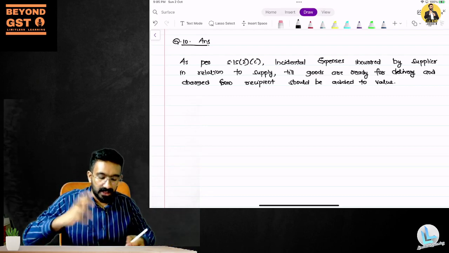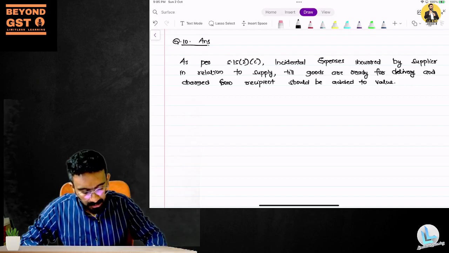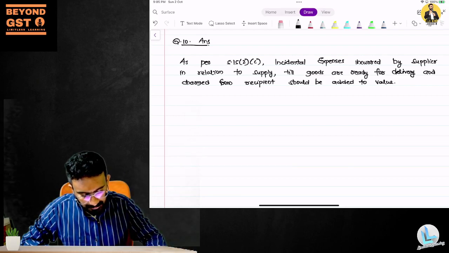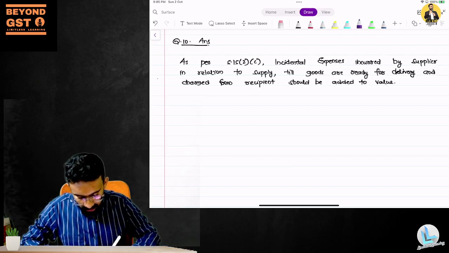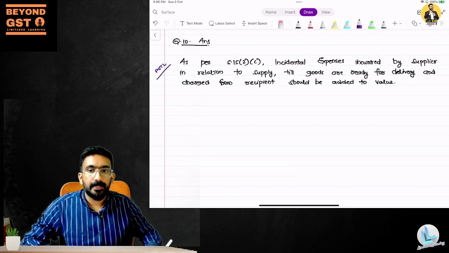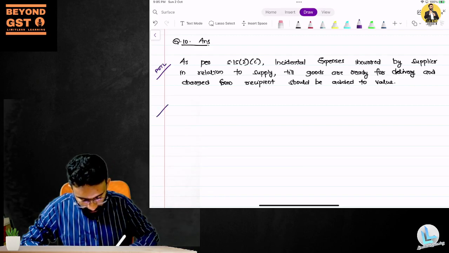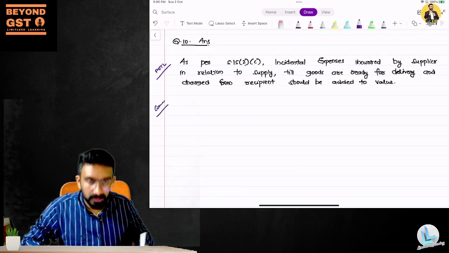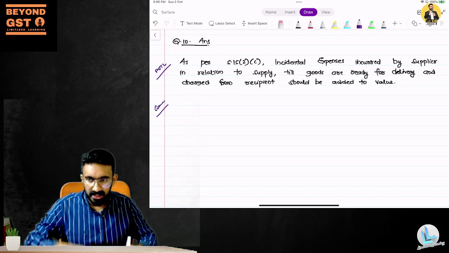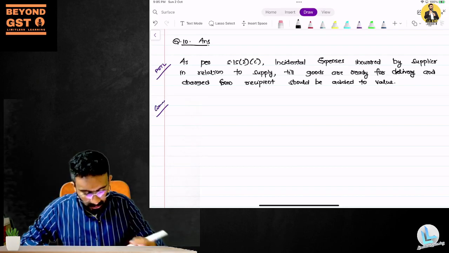Done. What is the second part of this answer that we would write? This part is called as what? Provision of the law. Yeah. Next, we have to write a comment. Do we have to write it as comment? No, I'm just trying to write it there so that you remember what we're going to do.